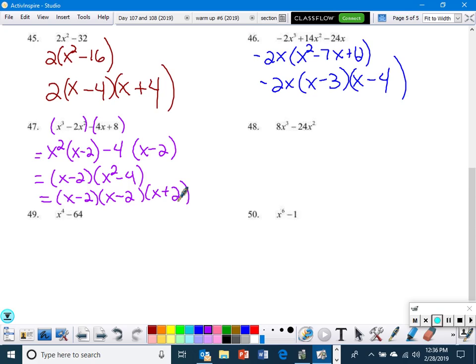So again, I always start by pulling out a GCF. In this problem, the GCF looks like 8x squared. And when I pull out an 8x squared, all I'm left with is x minus 3. Wow, that was it. We're done. Nothing more to do. 49.